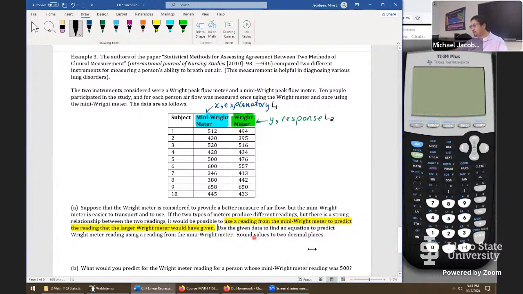So it goes on to say, use the given data to find an equation to predict the right meter reading using a reading from the mini right meter. So again, they're being more explicit by saying that's the predictor variable or the explanatory variable, and this is the response variable. We'll round the values to 2 decimal places. So far, that's a lot of reading, but again, some of these more important problems in statistics just have a lot of context going along with them.